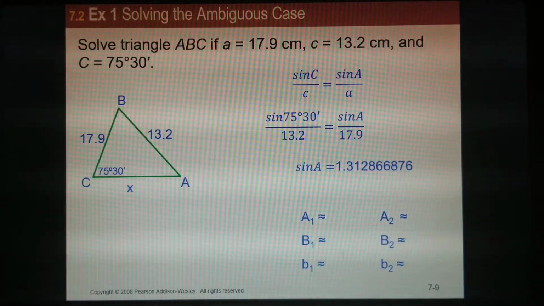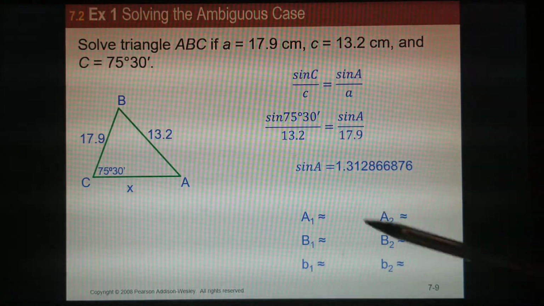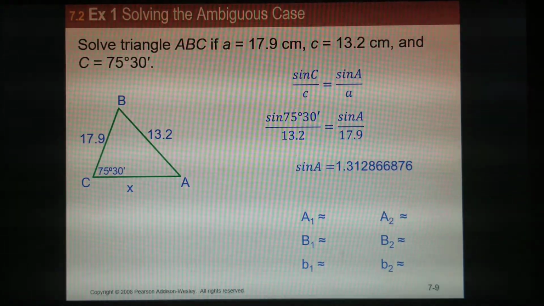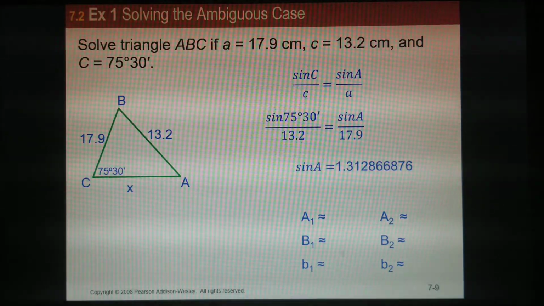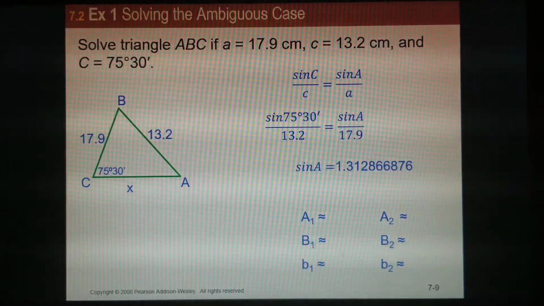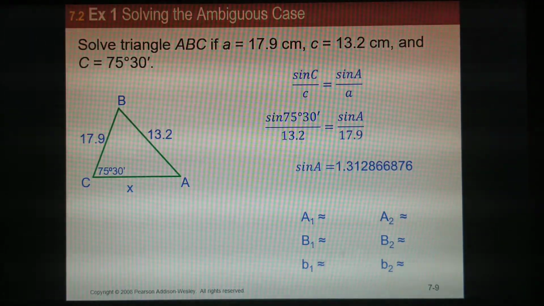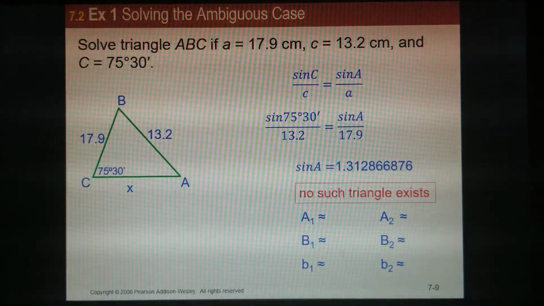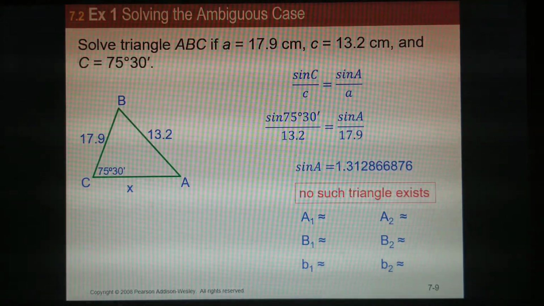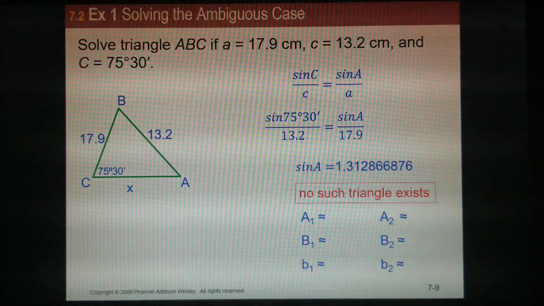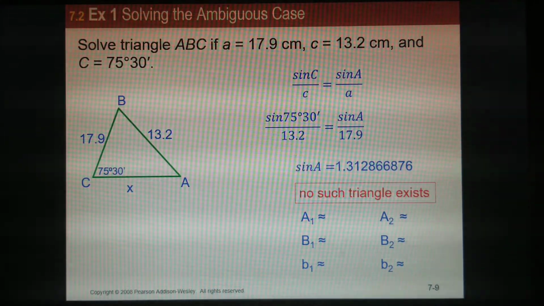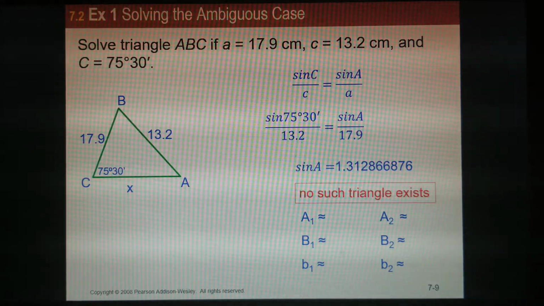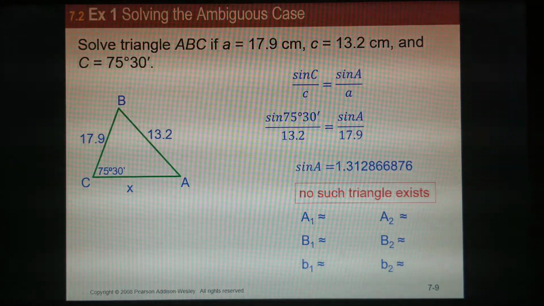Now, at this point, I'm looking for the angle measure. If you're ever looking for an angle measure, that's when you do the inverse of the trig function. So in this case, I would have to type in the inverse sine of 1.3128, and that would give me an error that it's not possible. Remember, the sine of an angle has to be between -1 and 1. It can't be greater than 1, or less than -1. All right, so no triangle exists such that this happens.